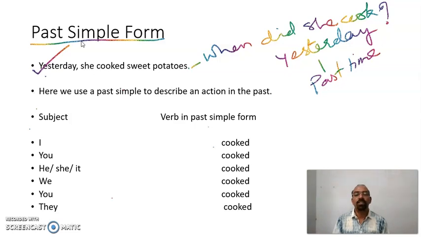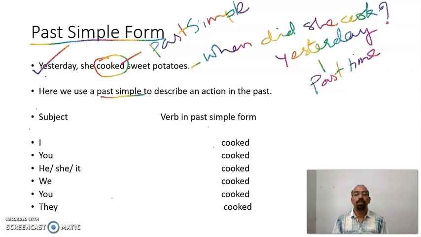So what was the action that happened here? The action of cooking that happened. So it is expressed in the past form. It is in past simple. Here we use a past simple to describe an action in the past. So in what situation do we use past simple? To describe an action in the past.